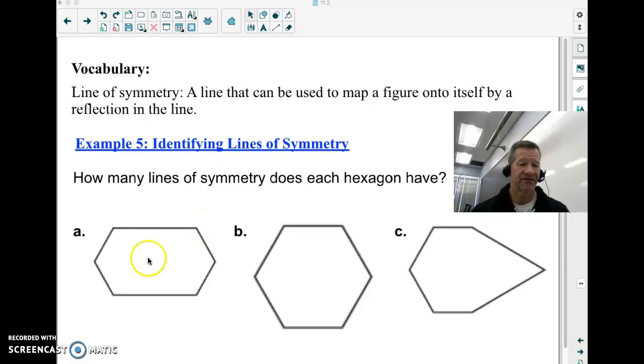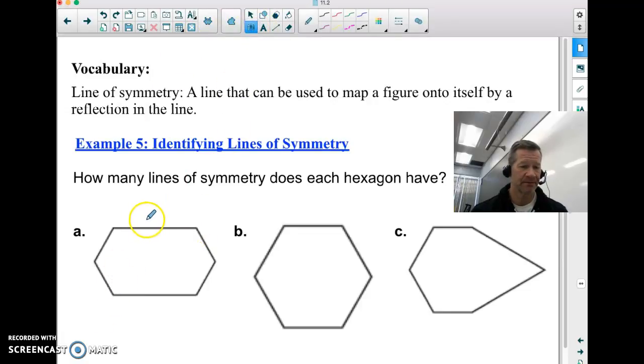Okay, so we look at this first figure, figure A. This is a hexagon. It has 6 sides, as are all of these figures. They all have 6 sides, but they have different lines of symmetry. If you look at this first one, and I'm going to use my line tool here, I could cut this first one in half right down the middle. So if I were to fold that figure right over that line, it would fold right onto itself. That would be one line of symmetry.